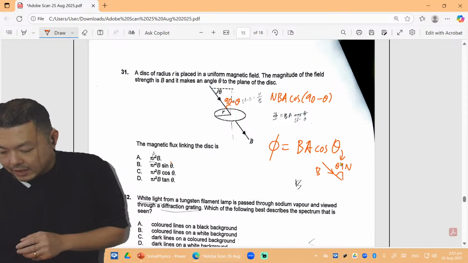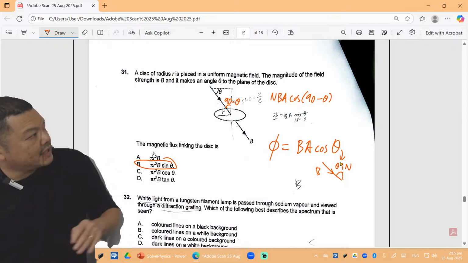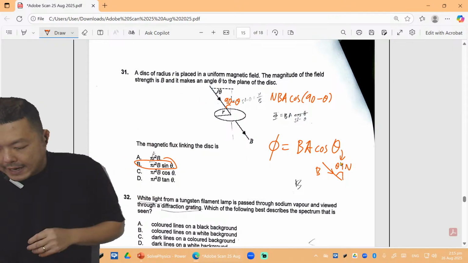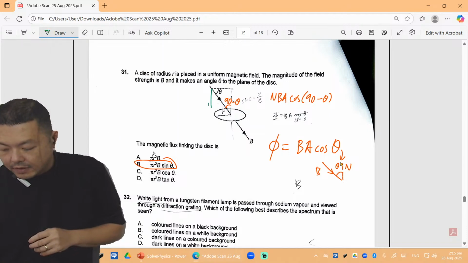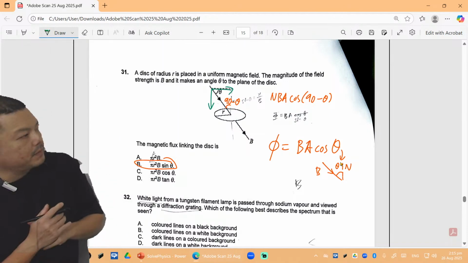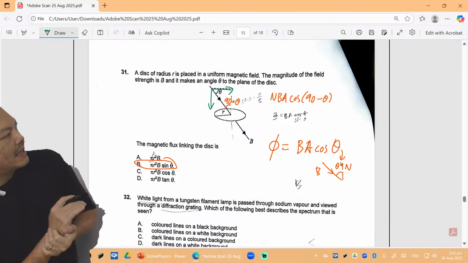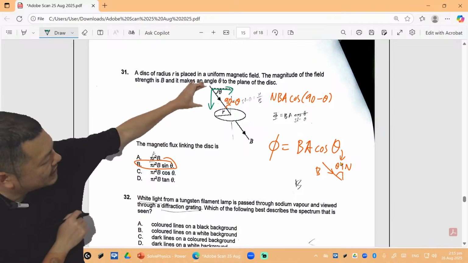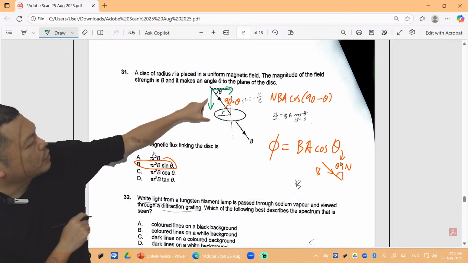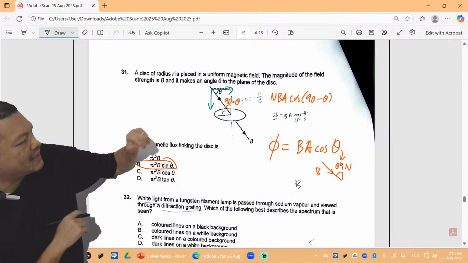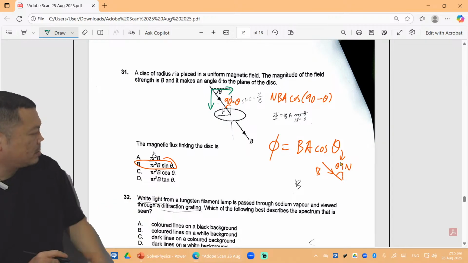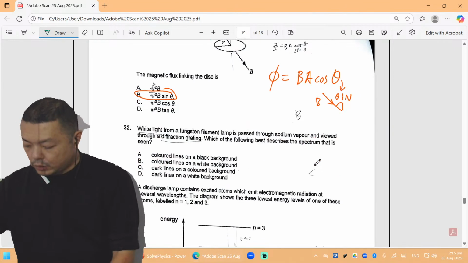Okay. What's another way of doing this? Another way is to resolve the vector into 2 parts. You could have the vertical vector and the horizontal vector, right? And then you realize that the component that you need is the component that's perpendicular to the area. So that will be the sine theta. So B sine theta, right? Yeah, there you go. So B is the answer as well. 32, come.